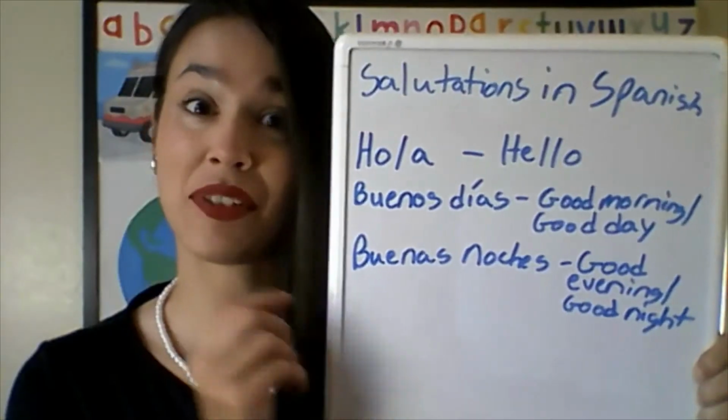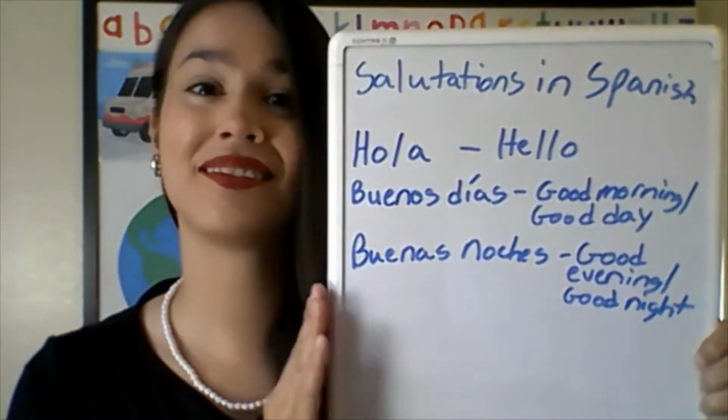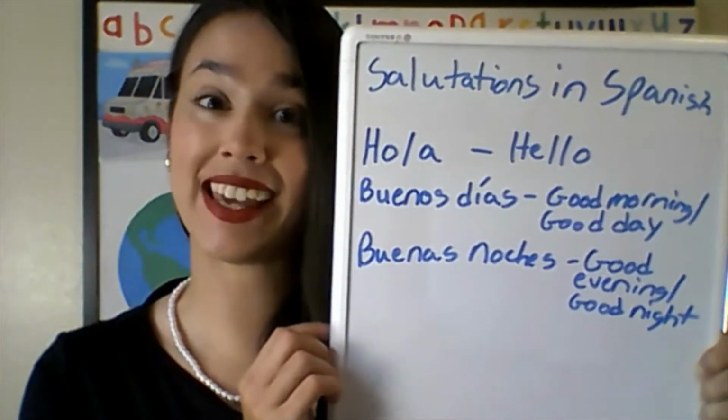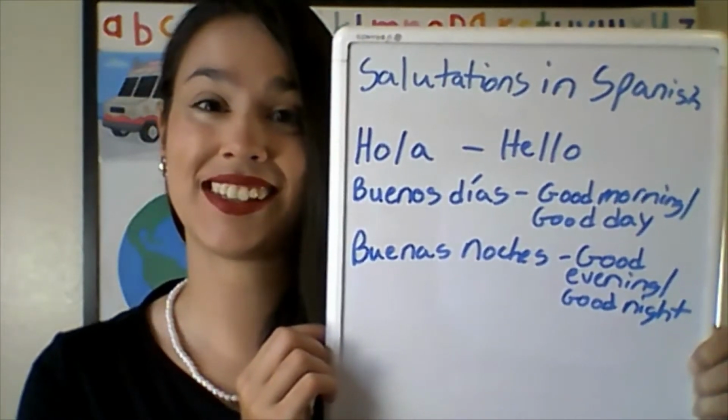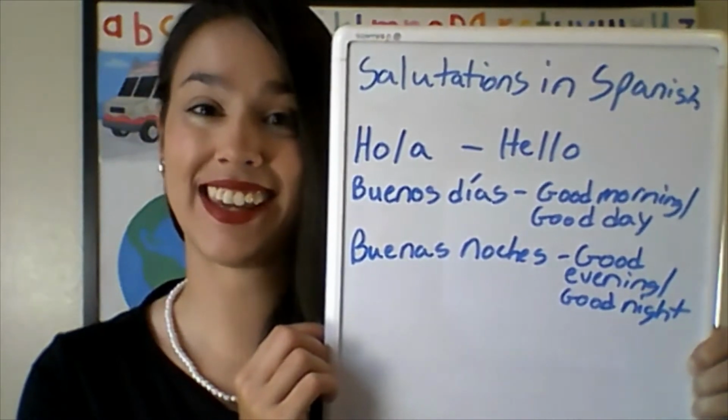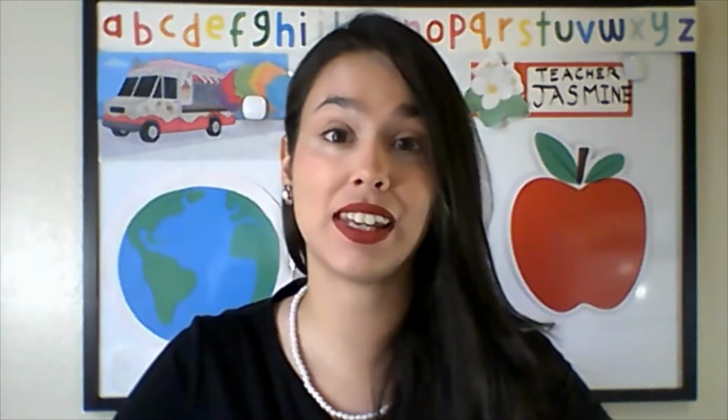Alright, without further ado, let's begin. First, let's review some common salutations that you probably already know in Spanish. So we have the most common one, hola, which is hello, buenos días, which is good morning or good day, and buenas noches, which is good evening or good night. Now let's review some greetings in Spanish.